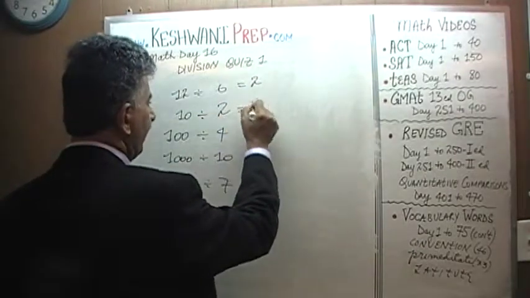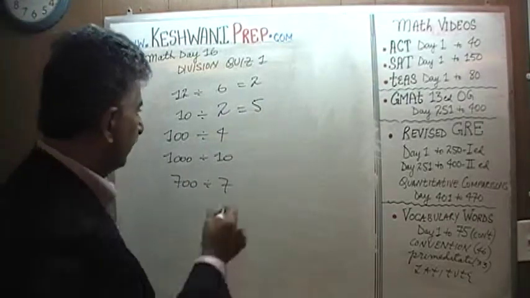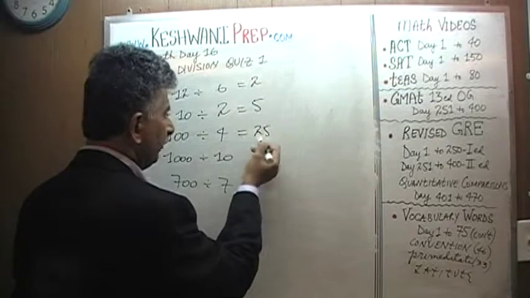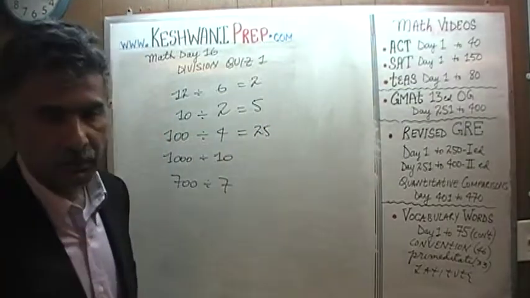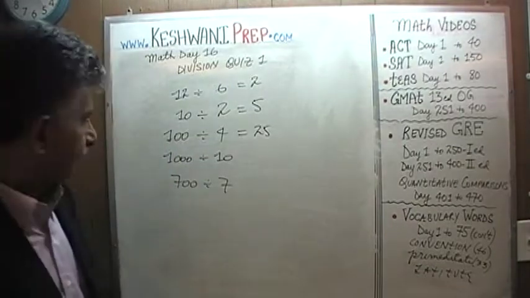Of course, 12 divided by 6 is just 2. Half of 10 is 5. If you divide 100 into 4 equal parts, you're going to get 25. Why? Because 25 times 4 is 100. Of course, a 1/4 of 100 is 25.